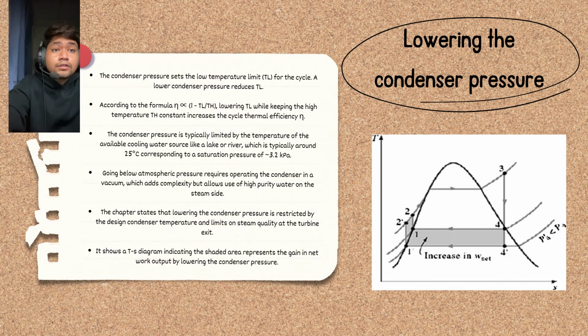This chapter discusses lowering the condenser pressure as one of the methods to improve the thermal efficiency of the Rankine cycle used in steam power plants. Here are the key points regarding lowering the condenser pressure. In summary, lowering the condenser pressure as much as practically possible by using colder cooling water or operating under vacuum increases the Rankine cycle efficiency in a steam power plant by reducing the low temperature limit. However, there are practical limits on how low the pressure can be lowered.